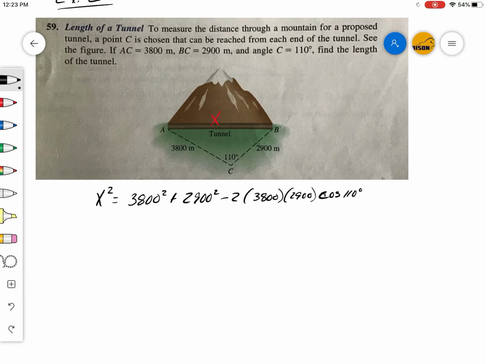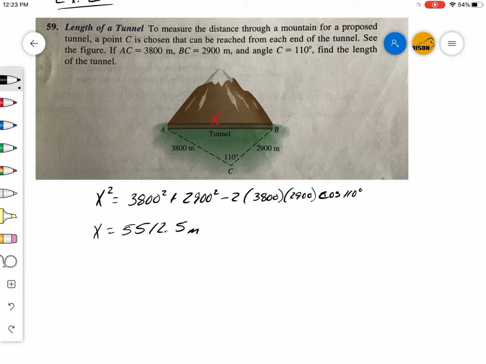So I'm square rooting it in my calculator. It gives me 5512.5. So x equals 5512.5. What are we working with here? Meters? Okay, meters.